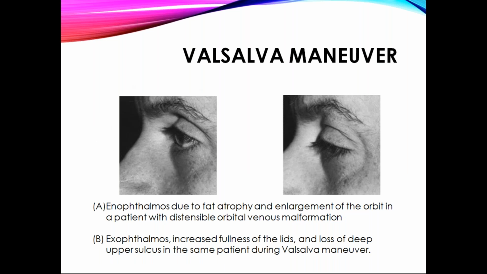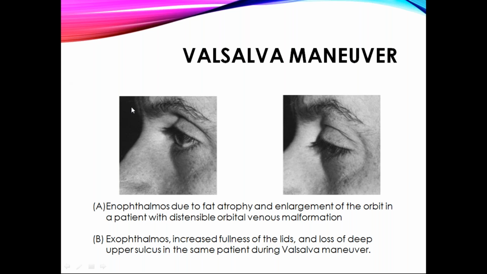The next issue is the Valsalva maneuver. What is this Valsalva maneuver? When you hold your breath, the eyeball gets pushed forward. This is nothing but the Valsalva maneuver. Enophthalmos due to fat atrophy and enlargement of the orbit in a patient with distensible orbital venous malformation. Exophthalmos, increased fullness of the lid and loss of deep upper sulcus in the same patient during the Valsalva maneuver.